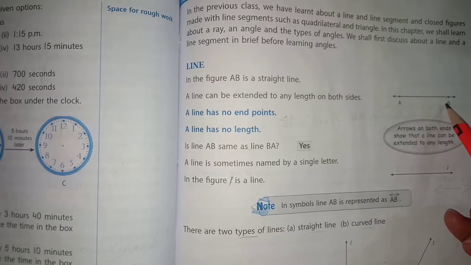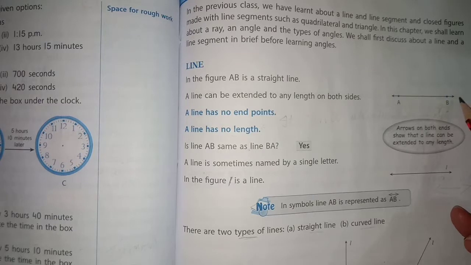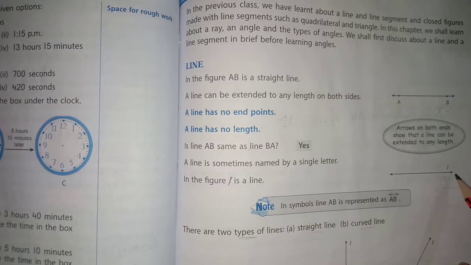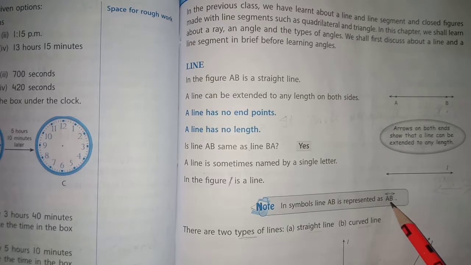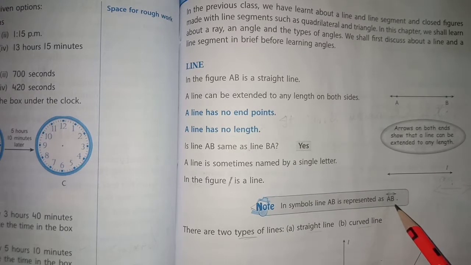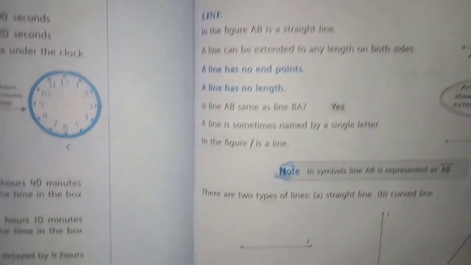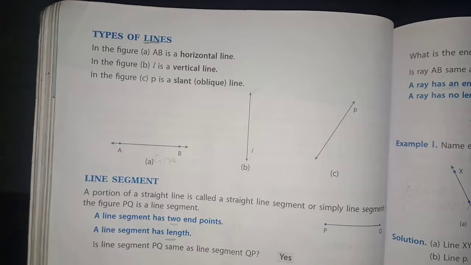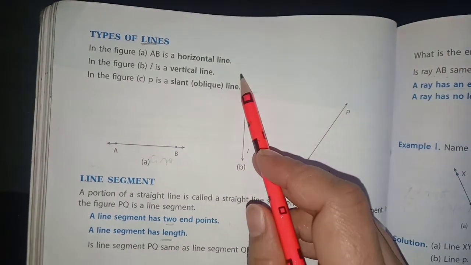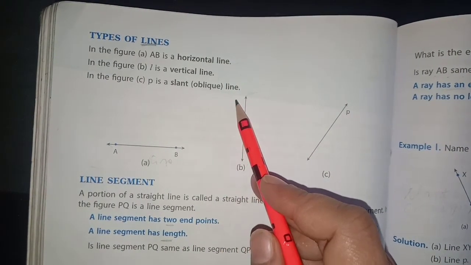A line is sometimes named by a single letter. Suppose like here, the line is named by the single letter L. Now, in symbols, line AB is represented as this. This is how you can represent a line using a symbol. Now, there are types of lines like straight line and curved line. Now, we have horizontal line, vertical line and slant line.